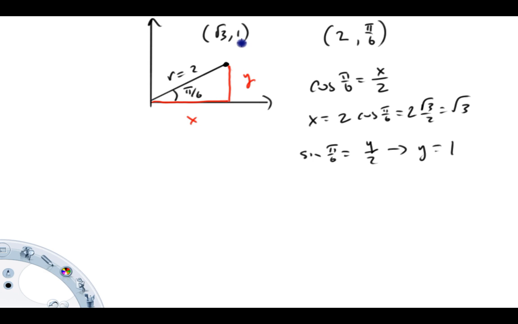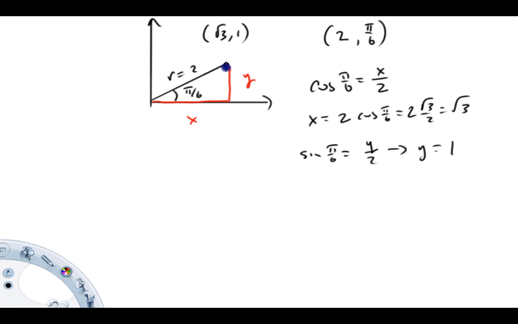Now, one big difference between polar and Cartesian graphs is what I would call uniqueness. This point here in Cartesian, root 3, 1, is the only way to express this point in Cartesian format. However, in polar format, that's not quite true. There are many, many ways to express this same point in polar, and I'll talk about some of them.